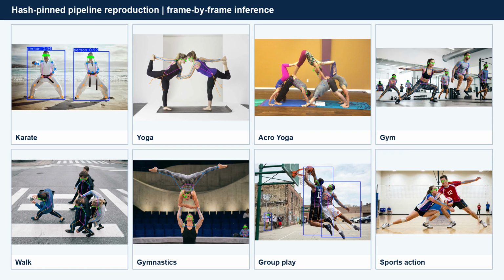Looking directly at the demonstrated image results from the notebook, the model accurately tracks dynamic stances in karate and handles the really complex, twisted poses you see in yoga and acro yoga. It easily maps structural alignment in a gym, tracks standard walking gaits, holds up against extreme inverted bodies in gymnastics, cleanly separates overlapping bodies in group play, and tracks fast mid-air movements in sports action. The Nano model locks onto all of these complex scenes directly in a single pass.